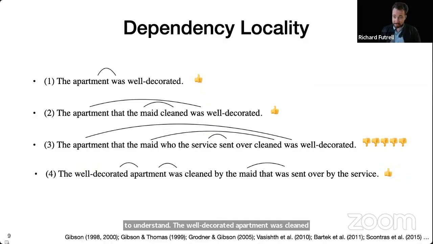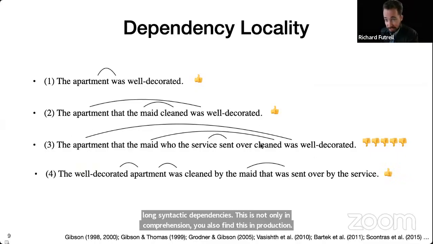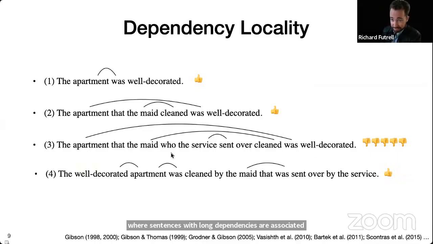Right. So this is dependency locality. The idea is, and this is well attested, that it's difficult to comprehend utterances with long dependencies, long syntactic dependencies. This is not only in comprehension, you also find this in production, where sentences with long dependencies are associated with disfluencies and pauses and stuff.